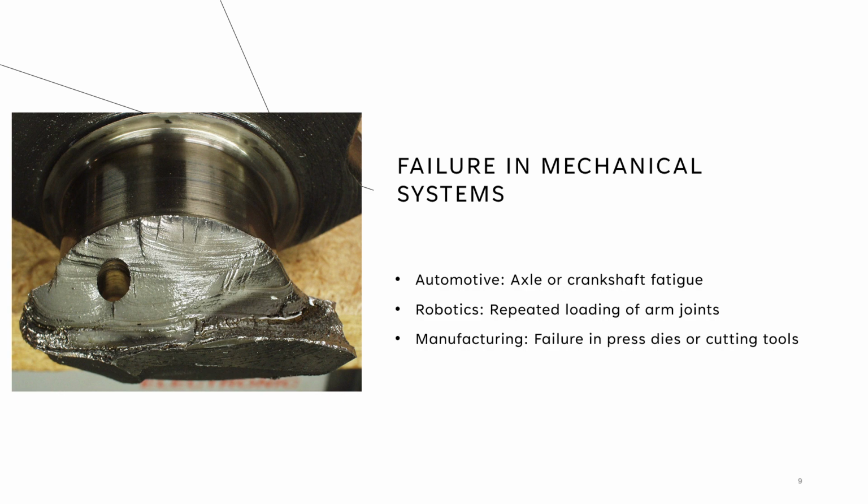So here are some specific examples of mechanical systems failing. In the automotive field, axle or crankshaft fatigue, as you can see to the left here, is a good example of a crankshaft failure. In robotics, things can fail due to repeated loading of arm joints. And then lastly, in manufacturing, things can fail in press dies or cutting tools as well.